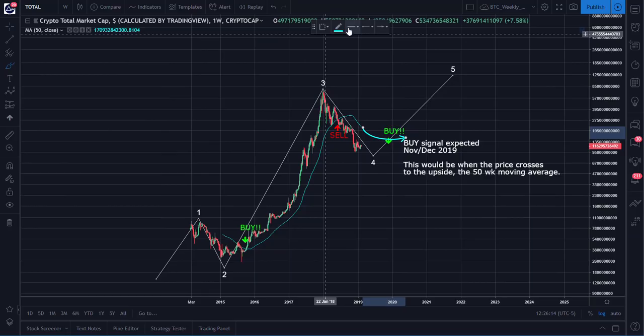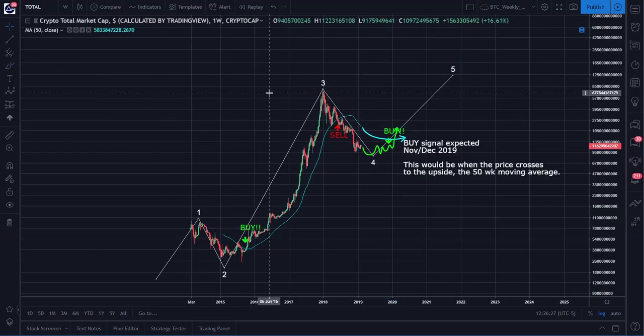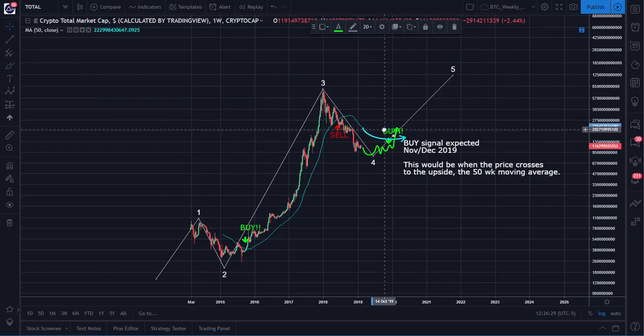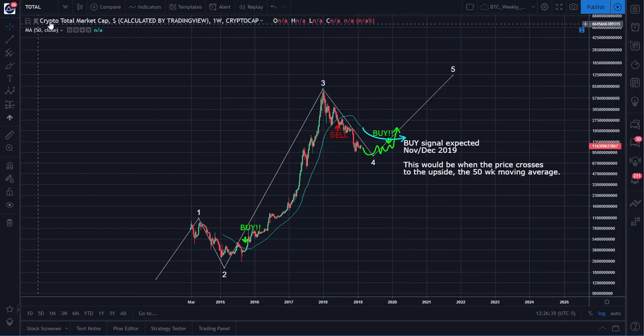And the price, after it hits the bottom, will go sideways and then cross the 50-week moving average to the upside. That is the expected buy signal. And I'm thinking sometime in November or December. Again, this is a total market cap.